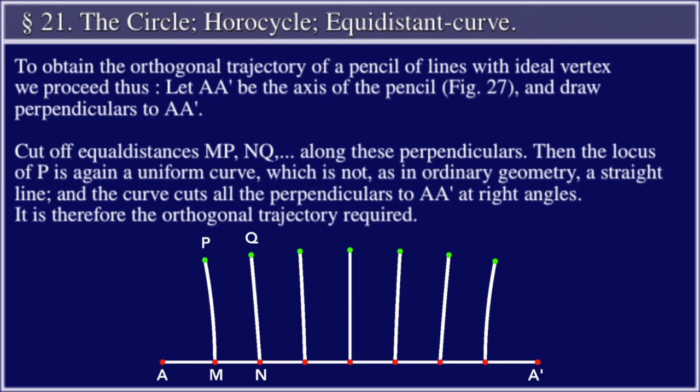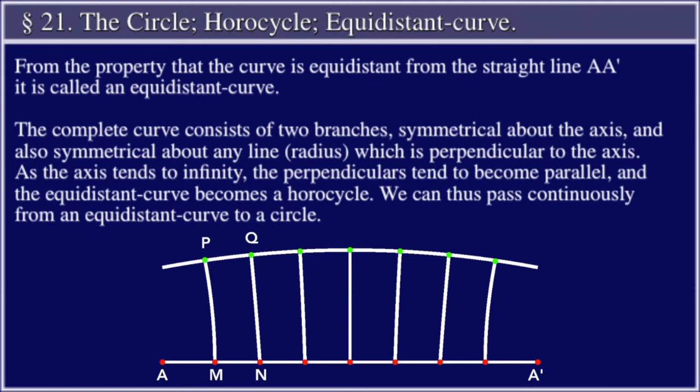Then the locus of P is again a uniform curve, which is not, as in ordinary geometry, a straight line, and the curve cuts all the perpendiculars to AA' at right angles. It is therefore the orthogonal trajectory required. From the property that the curve is equidistant from the straight line AA', it is called an equidistant curve.